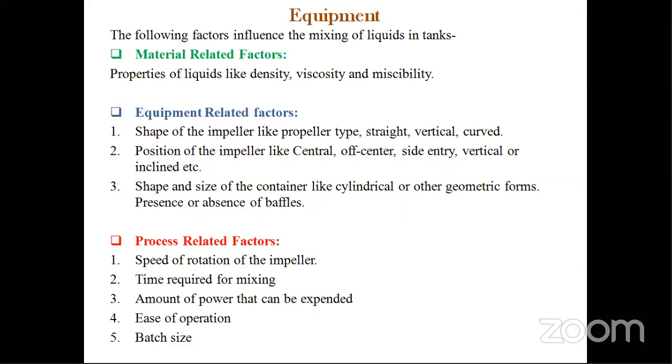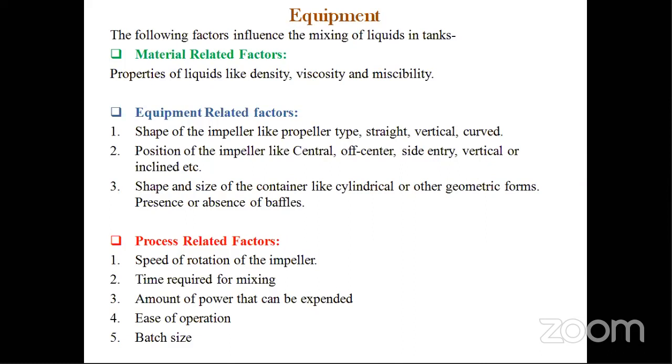Process related factors mean rotation speed or RPM. The speed of rotation has to be maintained during the mixing process when using impellers. Time required for mixing. Amount of power that can be expended. Ease of operation or batch size. So process related factors are also important in the mixing of liquids. Depending on mixing speed, mixing time, power consumption, batch size, and ease of operation, all are calculated in the mixing process, and that way they influence the efficiency of the mixing of liquids.